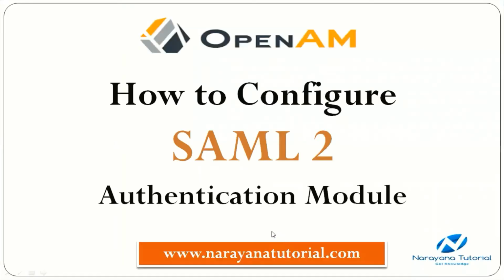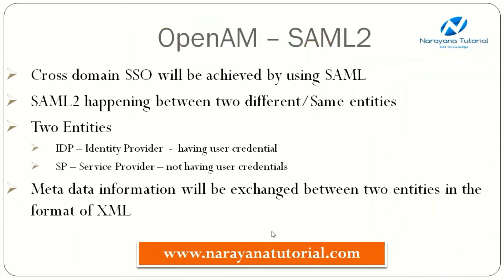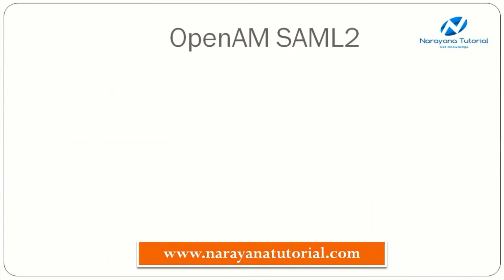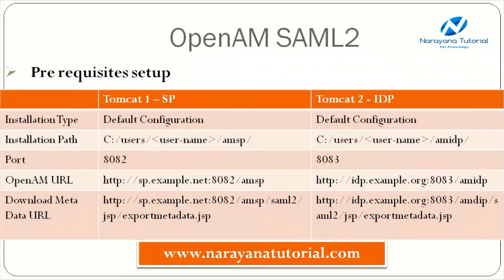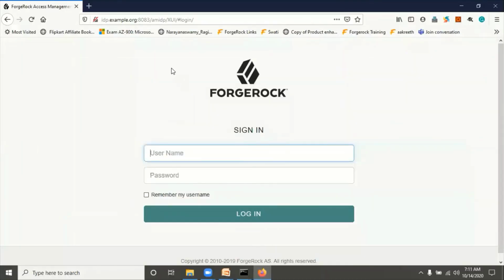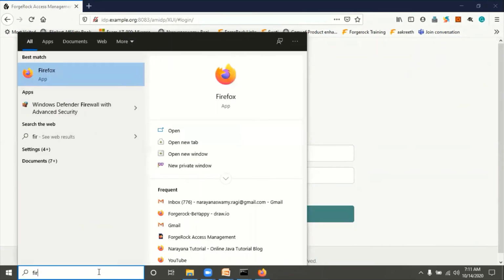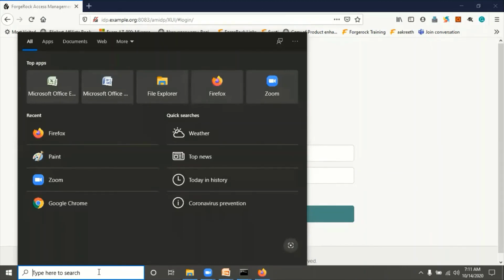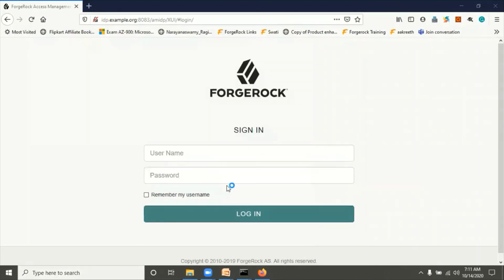Okay, these are the details we already have, as you see here. This was done already in the previous video: the identity provider and service provider configuration. So this is our prerequisite setup, and these are the important URLs for the IDP as well as the SP. Now we are accessing the IDP OpenAM. The same way, we have to access the SP application from Chrome, sp.example.